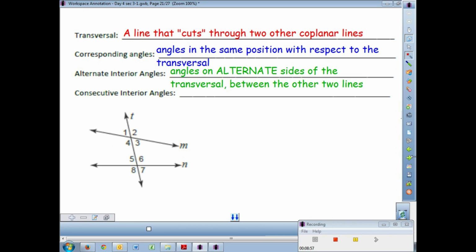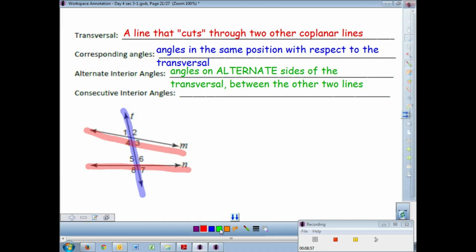Another type is called alternate interior angles: angles that are on alternate sides of the transversal, but between the two lines. So please take a moment to jot that definition down. And now here, note, the transversal is blue, and I just highlighted the other lines red. I could care less about telling them apart. But I want angles on alternate sides of the transversal. That means if I pick one angle on the left, the other one's going to be on the right, on alternate sides of the transversal, but between the two other lines.